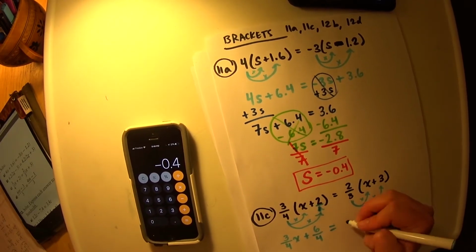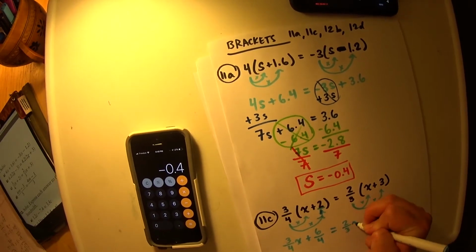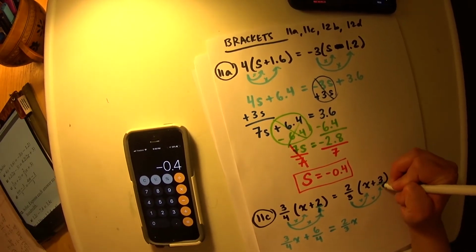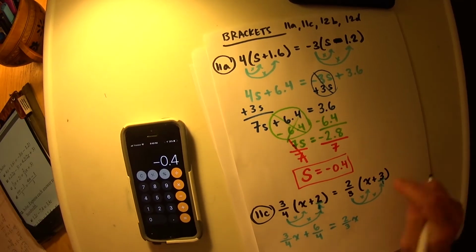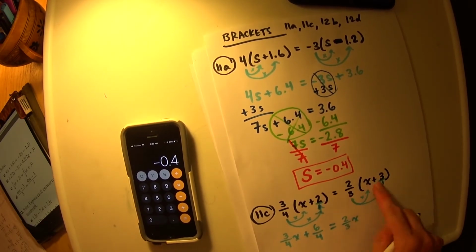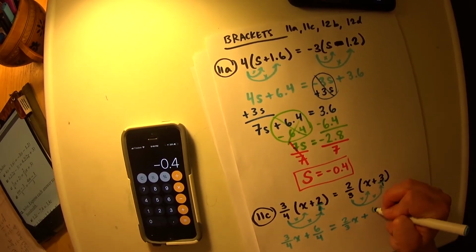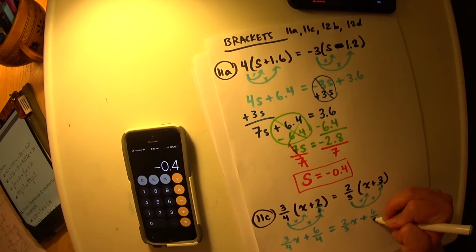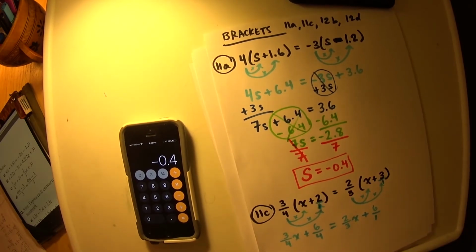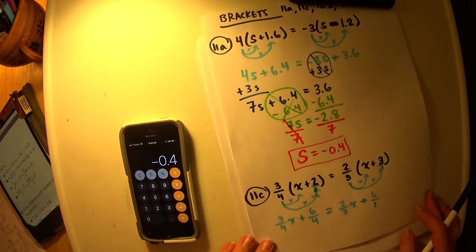2 over 3 times x simply gives me 2 over 3x. Again, same thing here. I can put my whole number over 1 so that I can easily do top times top, bottom times bottom. It's a positive times a positive, match. 2 times 3, 6. 3 times 1, 3. Brackets are gone. Excellent. Next step.